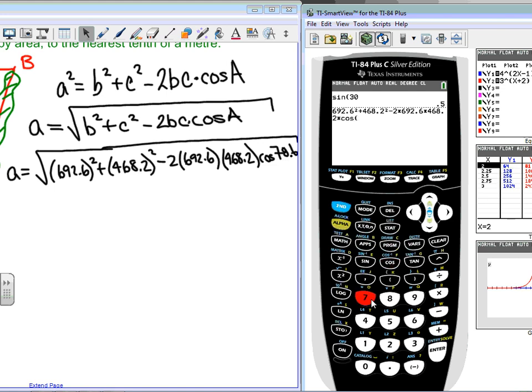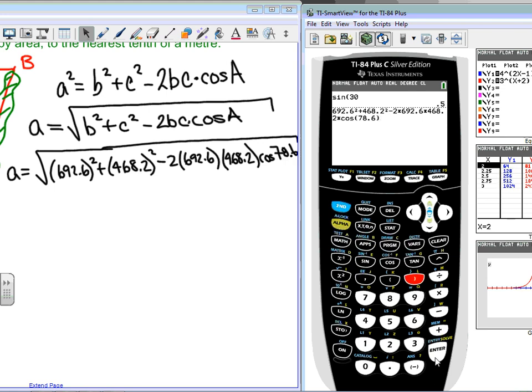And I get this. So the b squared, or 692 squared, plus 468 squared, minus 2 times the two sides, and then finally the cos of 78.6. Nothing's happening after this cosine, so you don't have to close the bracket, but it's not a bad habit. And then I'm going to hit enter.